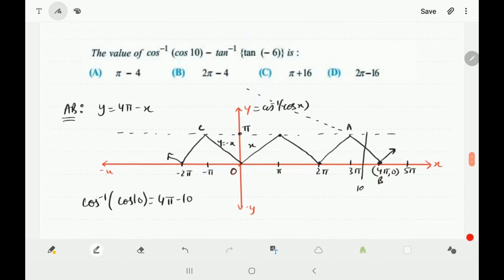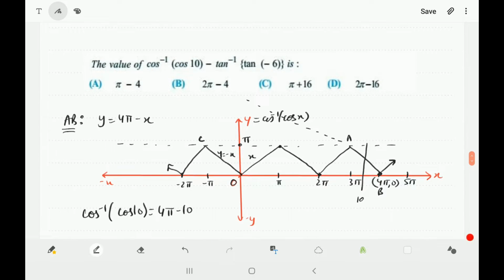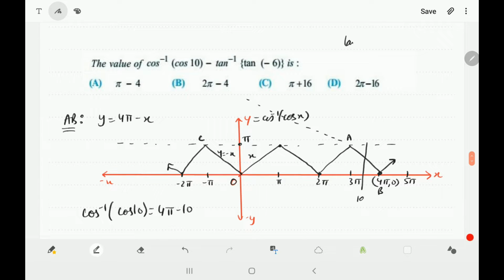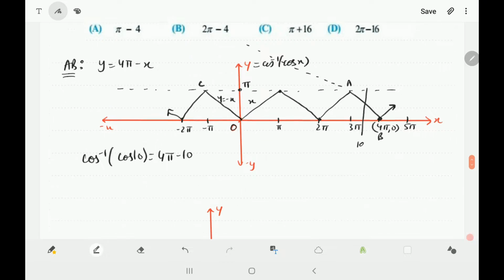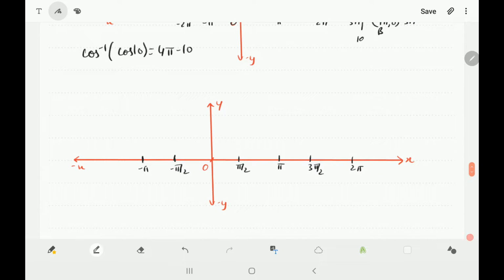Okay, now let's try to find out the output of tan inverse of tan 6. One thing you already know, that tan inverse of minus theta is minus tan inverse theta. So this negative you can take common and you can write this term as cos inverse cos 10 plus, because tan of minus theta is minus tan theta, so this negative will go outside and this will become plus tan inverse of tan 6. So we will be trying to find the value of tan inverse tan 6.